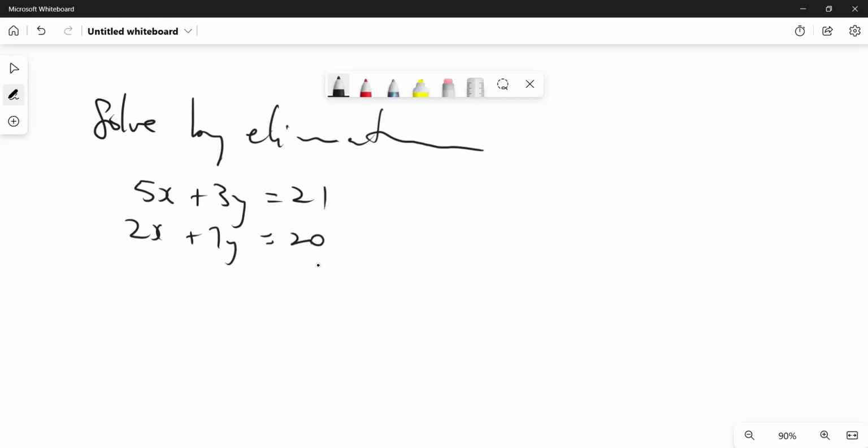Here, there's no easy and quick fix. Maybe I can add the two equations and something will be eliminated, or subtract the two equations and I'll get rid of x or y. No. If I add, it doesn't help anything. If I subtract, it doesn't help anything. So in this case, you will have to decide what you want to eliminate.